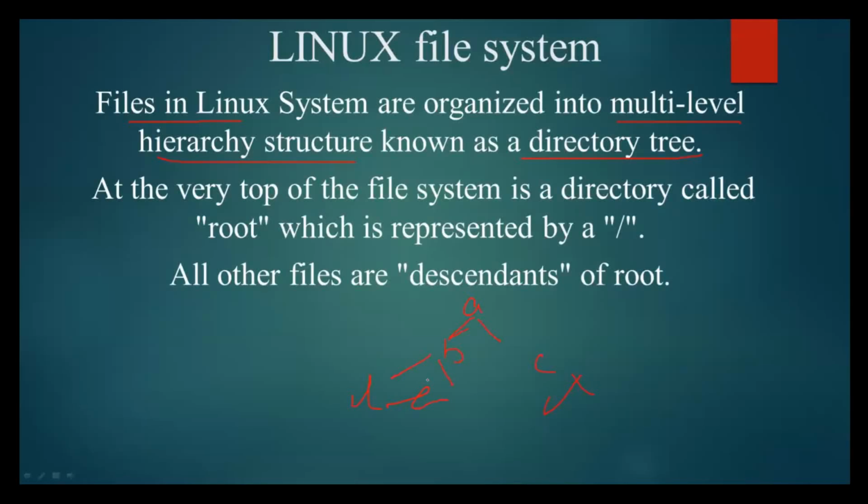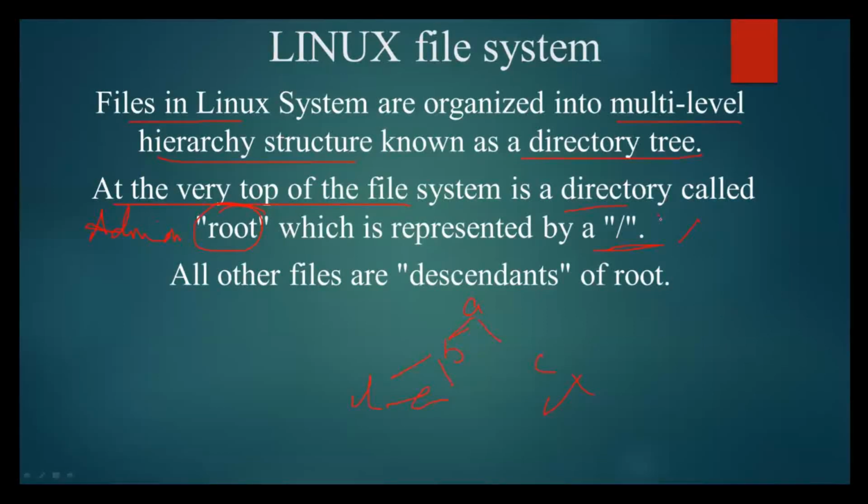The topmost is the parent, or we can say the root node. At the very top of the file system, there is one directory, which we call root. That is the admin one, the topmost priority. We represent that root using the forward slash symbol.